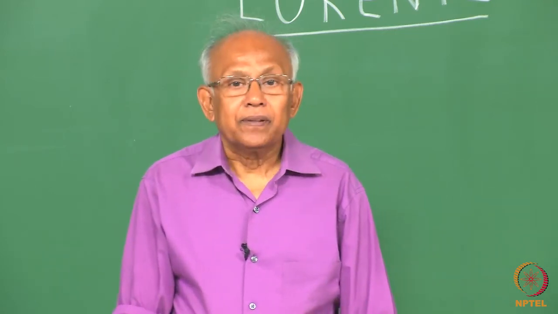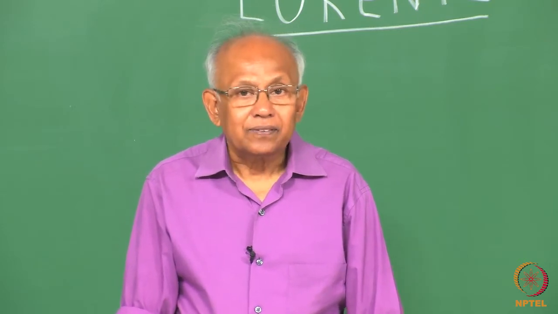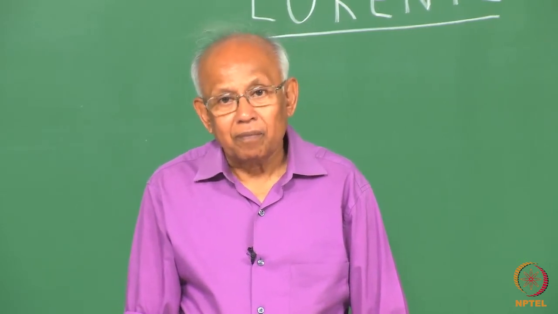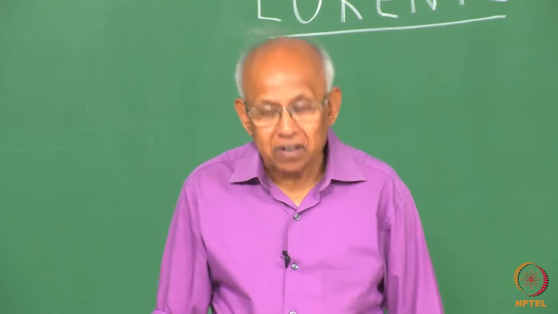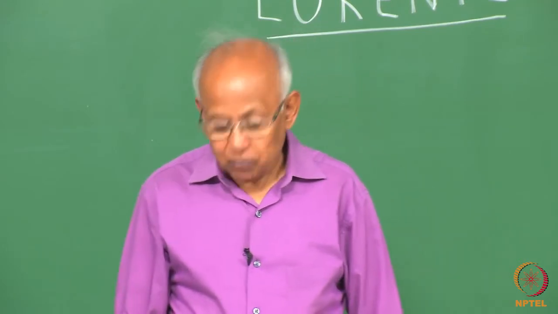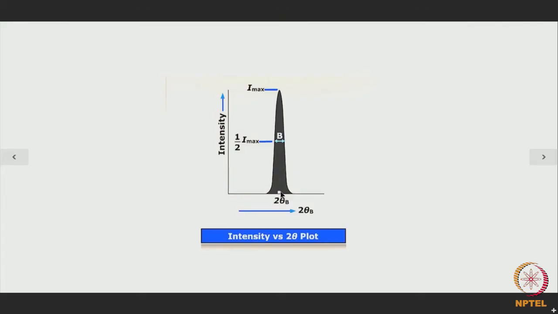even when we are slightly deviating from the exact Bragg condition, as a result of which the intensity versus 2 theta b plot does not show a straight line only at the correct 2 theta b, but the line profile shows a shape of this type.